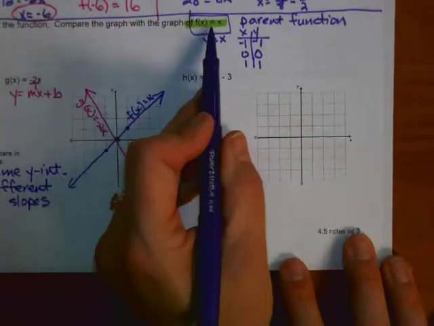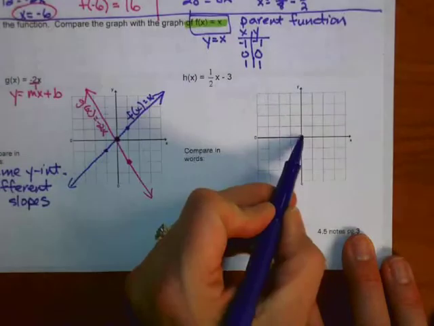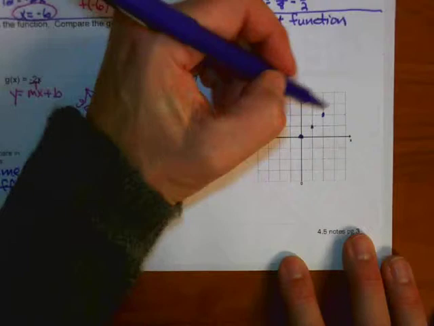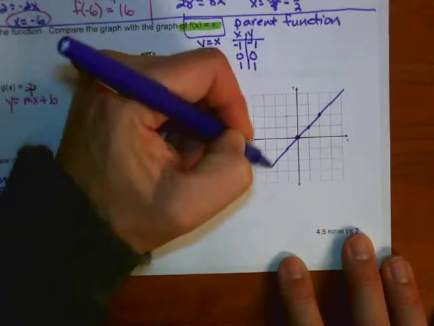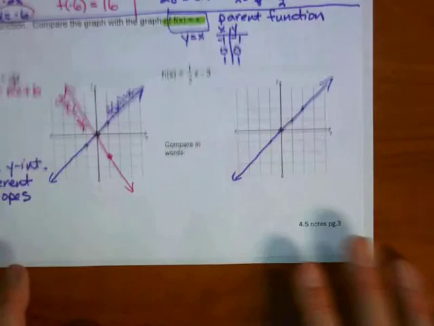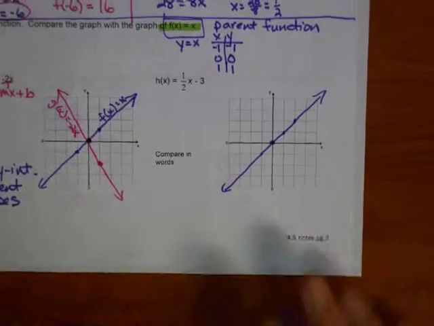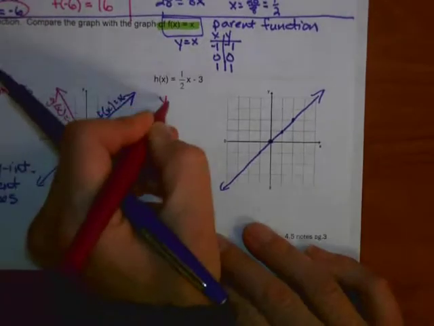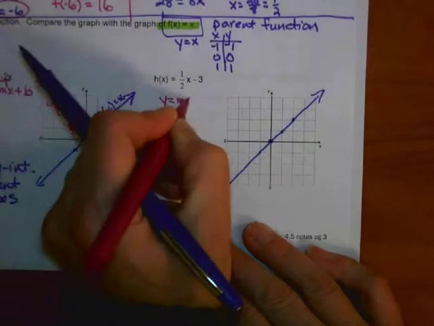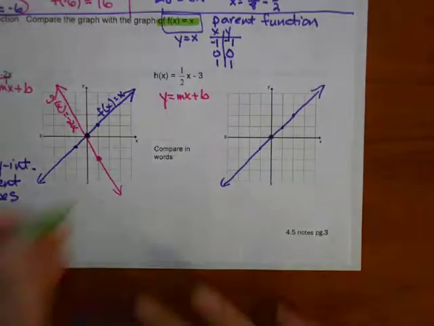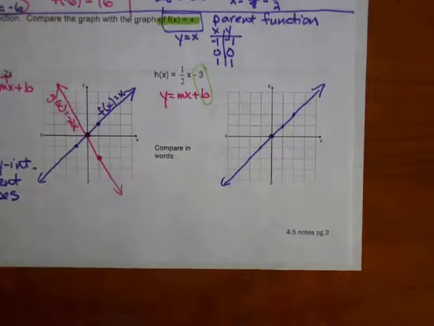So you always have to graph the parent function, and it's just real easy. It's just 0, 0, 1, 1, 2, 2. It's just a straight line through those points. There's the parent function. 0, 0, 1, 1, 2, 2. And then I graph this. Y equals mx plus b. Where do I start with this line? -3. I start at -3.